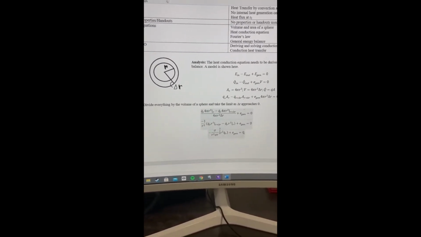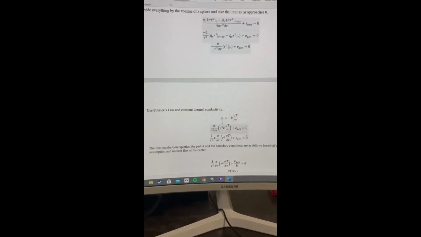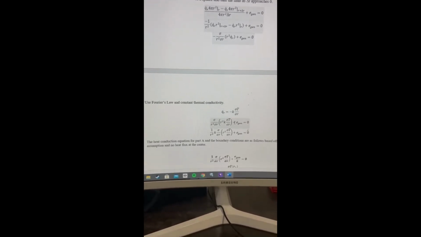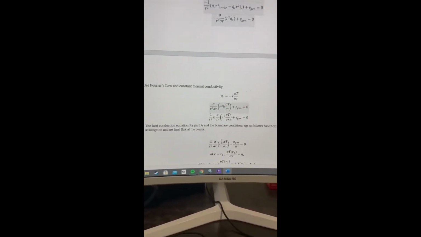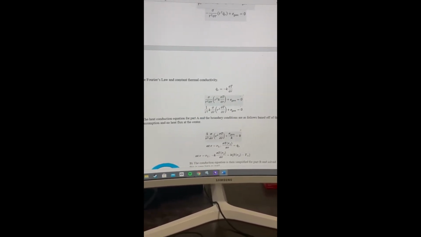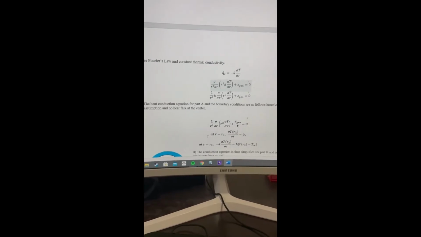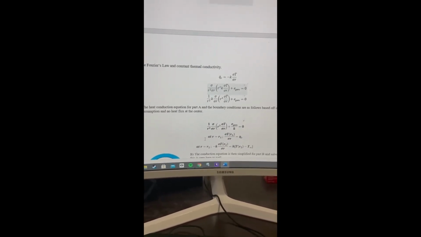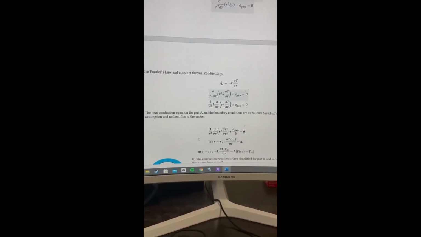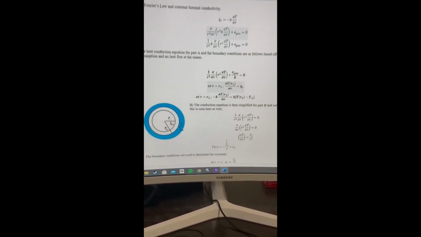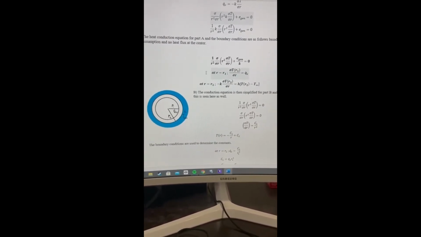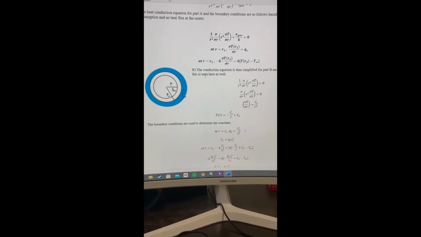Here you see me taking the limit as delta R approaches 0, and then using Fourier's law and constant thermal conductivity to reach this final equation. And then I also find the boundary conditions based off of A as well, which you have at R is equal to R1, you have heat flux at this boundary, and then at R is equal to R2, you have convection heat transfer. And then for part B, we use these boundary conditions that were stated right here to determine the temperature profile.